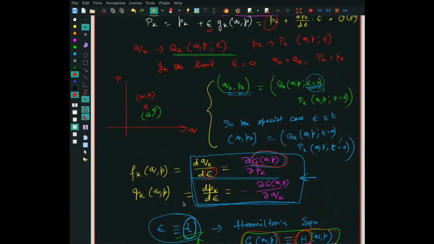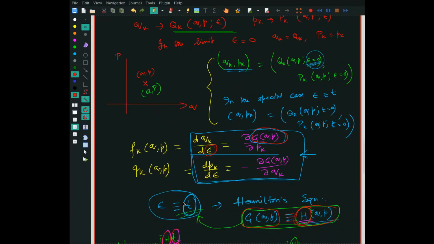Okay, sir. And this epsilon, along which the evolution is going on, we chose it to be T and got the Hamiltonian for this choice, right? Yes, it's a special case. For a general epsilon, if I do not know the physical meaning, it's a parameter. Those are the general evolutions. Hamilton's equations are the special case with epsilon equals time. Okay, sir.